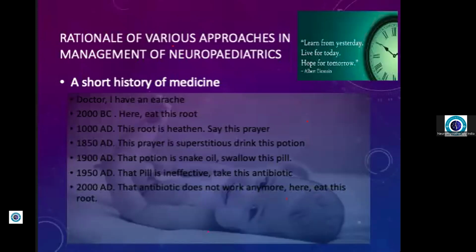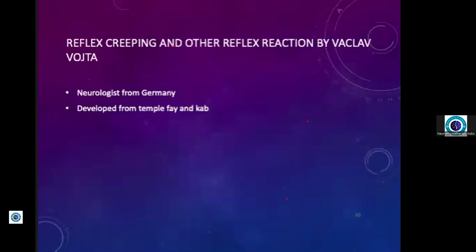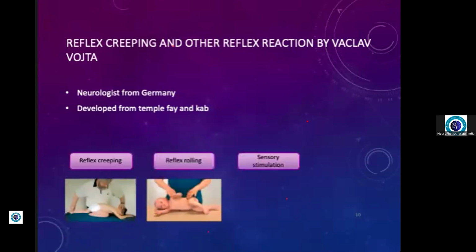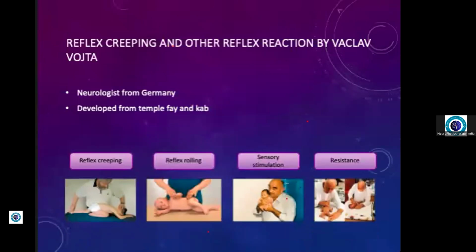This is what was spoken about from the 19th century to 1950, and this is what was spoken about the medicine we are taking today. So from there we move towards reflex creeping. Very well, everybody knows about Vojta. What Vojta was focusing on is that we have to use certain points, press them, and get some amount of reflexive movement. So they were like reflex creeping, reflex rolling, sensory stimulation. So these components, and then when they're moving, we were trying to give them resistance.